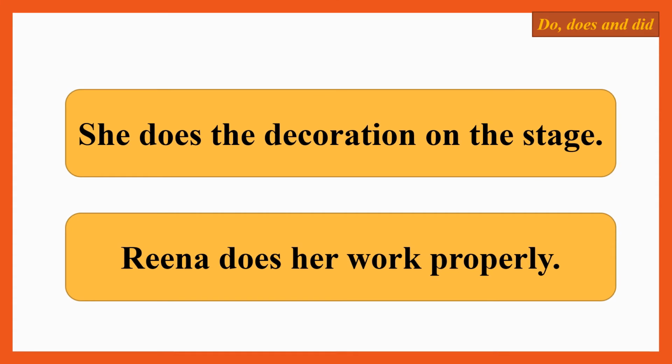Look at these sentences. She does the decoration on the stage. In this sentence, the subject is she. So, we will use does in our sentence. Now look at the second sentence. Reena does her work properly. Reena is the name of a girl, means she. So, we will use does in our sentence. Reena does her work properly.